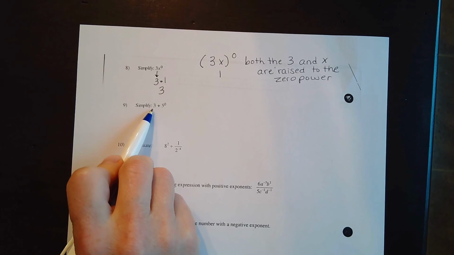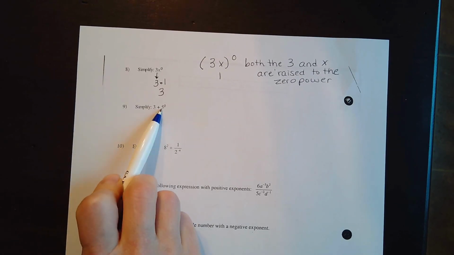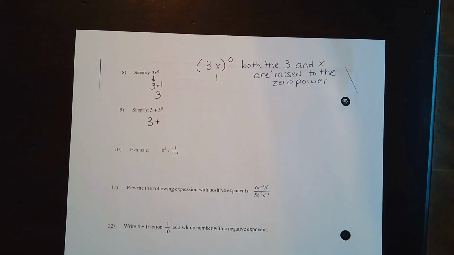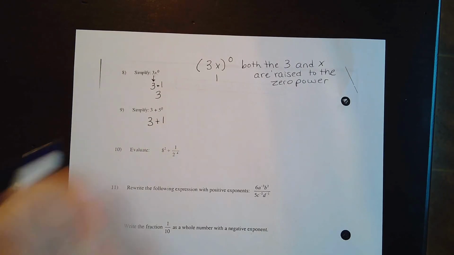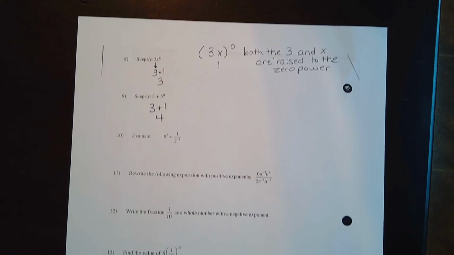Number 9, we're adding 3 plus 5 to the 0 power. Remember, exponents are before addition in PEMDAS, so we want to take care of that exponent of 0. Anything to the 0 power is 1. Now we can add and get our final answer of 4. So just remember to follow PEMDAS.